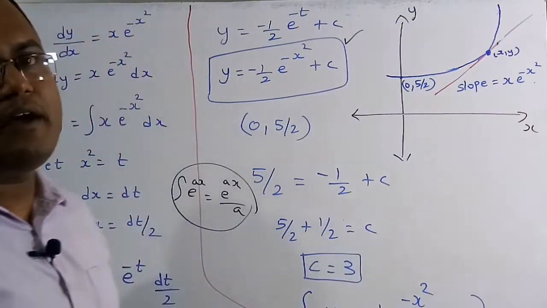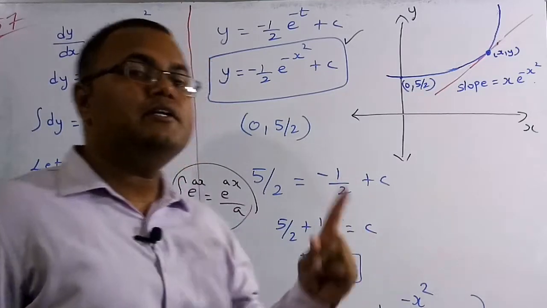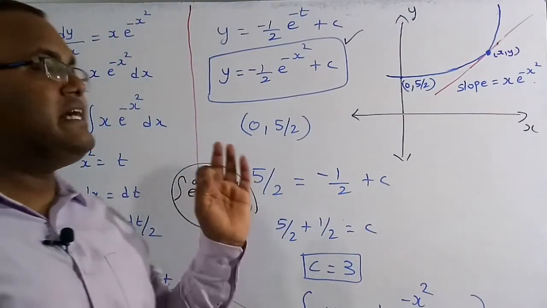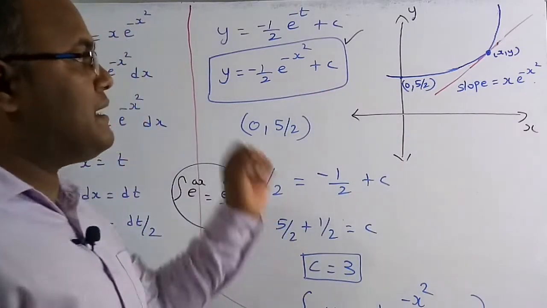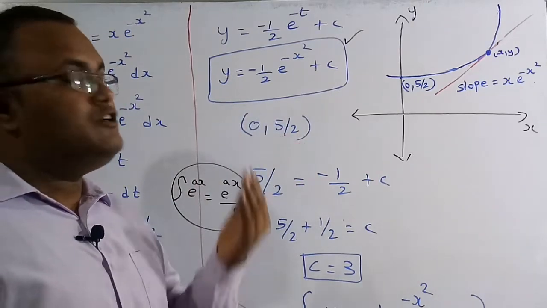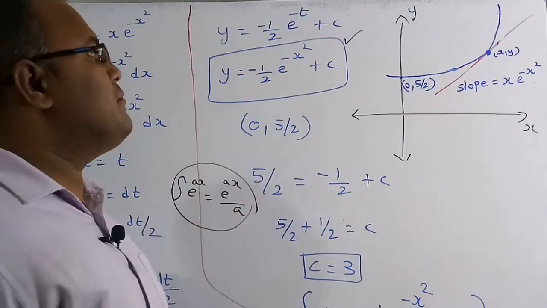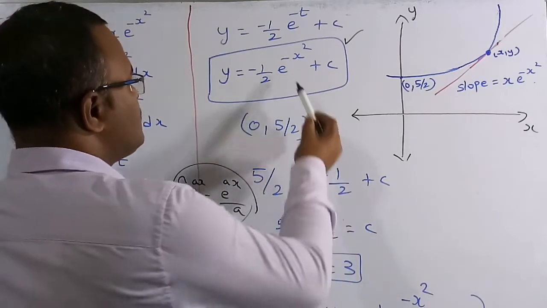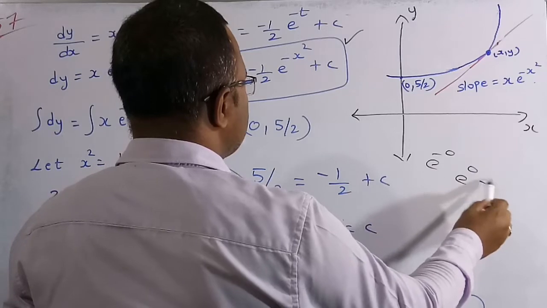This is the general family of curves, where at the point (x, y) the slope is equal to x into e to the power of minus x square. But out of all these family of curves, we need only the one curve which passes exactly through the point (0, 5/2). If I want to know a particular equation, then definitely you have to substitute the initial condition or the point. So if you substitute the point (0, 5/2) in this equation, y is equal to 5 by 2 and x is equal to 0. So e to the power of minus 0 is e to the power of 0, which is equal to 1.